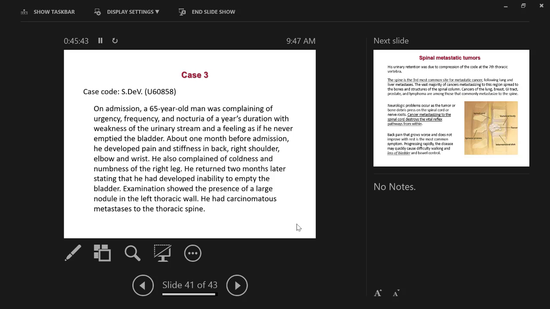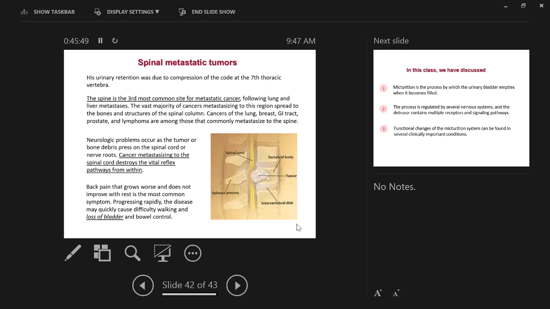Multiple sclerosis is not that popular, but spinal metastatic tumors are different. There are a lot of cancer patients out there, and you will definitely see them. Actually, his urinary retention was due to compression of the cord at the 7th thoracic vertebra. And the spine is the third most common site for metastatic cancer. So if cancer metastasizes like that and compresses the spinal cord, it causes a lot of problems with micturition, and it causes loss of bladder control.